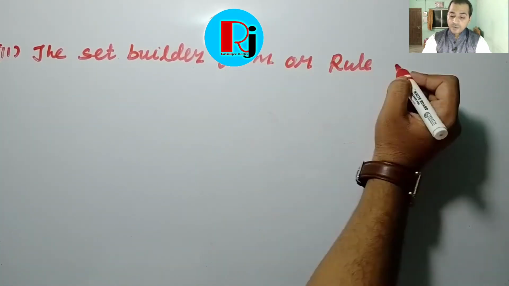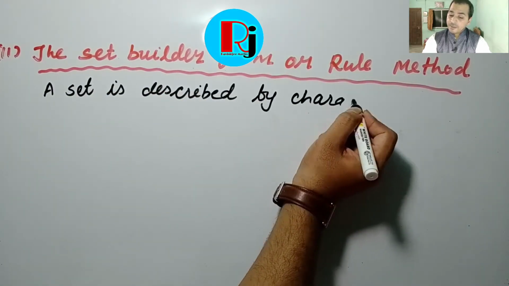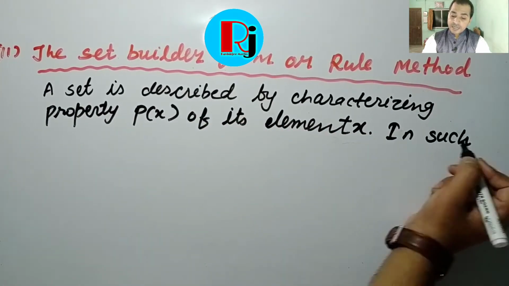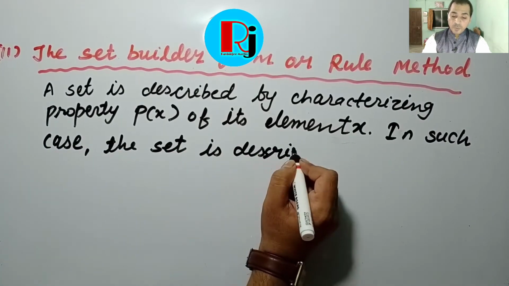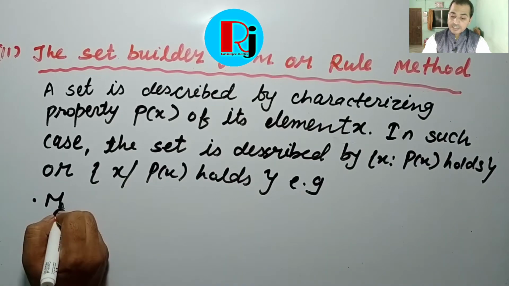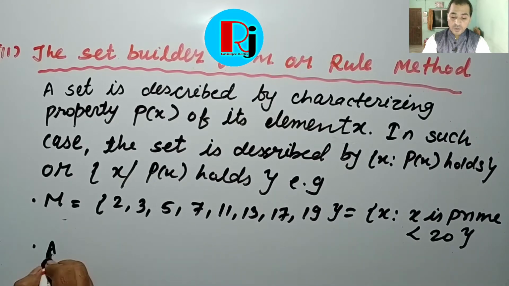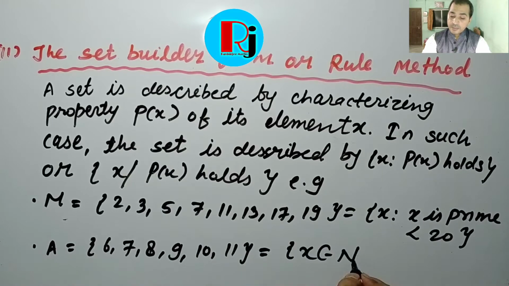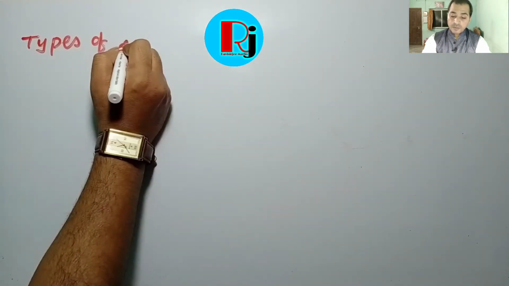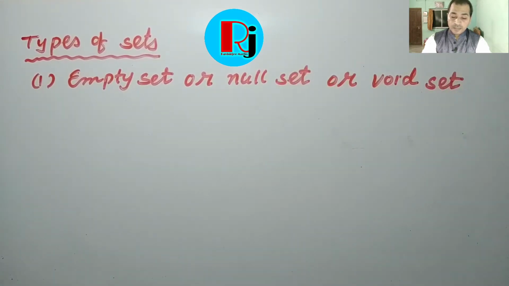The set builder method or rule method. A set is described by a characterizing property P(x) of its elements. In such a case, the set is described by {x : P(x) holds} or {x | P(x) holds}. For example, M = {2, 5, 7, 11, 13, 17, 19} = {x : x is a prime number, x less than 20}. Numbers 6, 7, 9, 10, 11 belong to N, x less than 5.